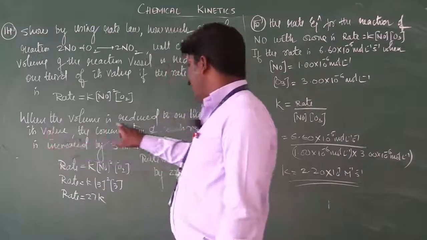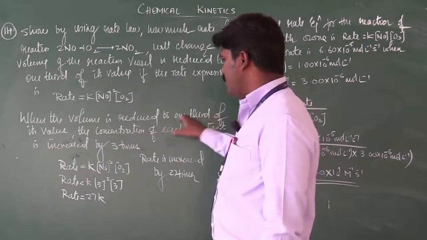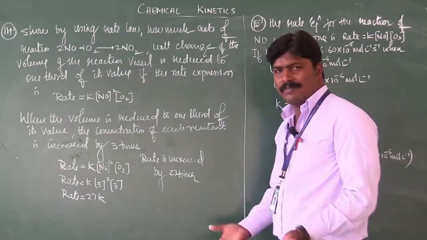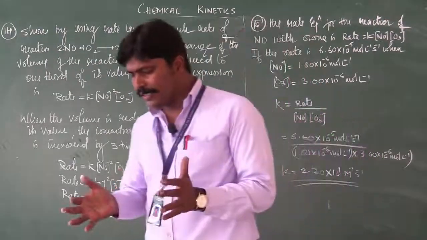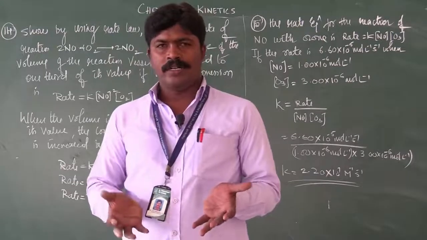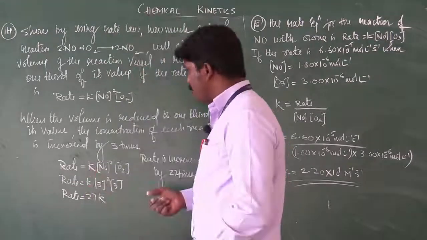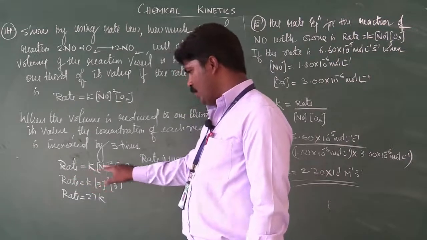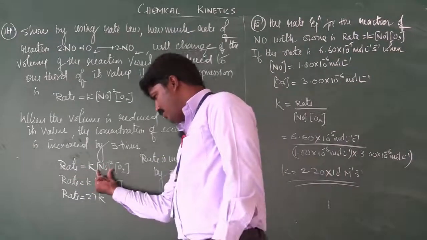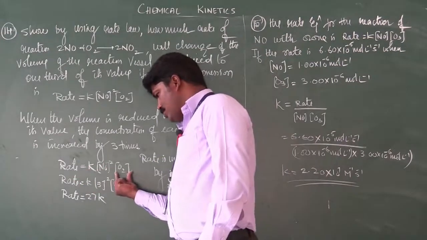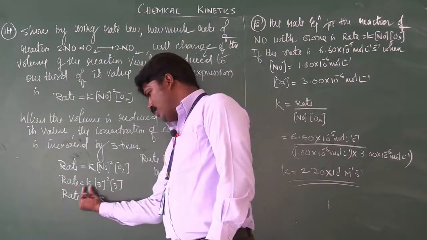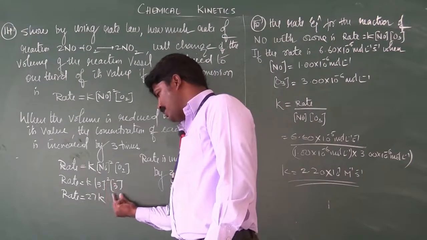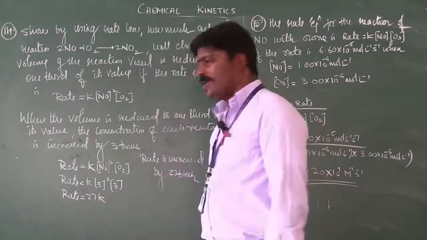When the volume is reduced to 1/3 of its value, the concentration of each reactant is increased by 3 times. Remember, when the volume decreases, the concentration increases. Therefore, let me substitute that in the equation. Rate is equal to K[NO]²[O₂]. Rate is equal to K times 3 squared, 9, times 3, is 27. Therefore, rate is 27K.